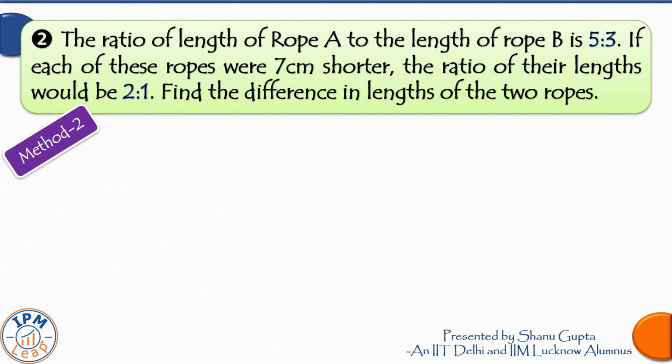Now, many of you might be having a very legitimate doubt at this stage: if we can assume the original lengths of rope A and rope B based on the ratio 5:3, why can't we assume the final lengths based on the ratio 2:1? Let me clarify this doubt. We can very well do that.